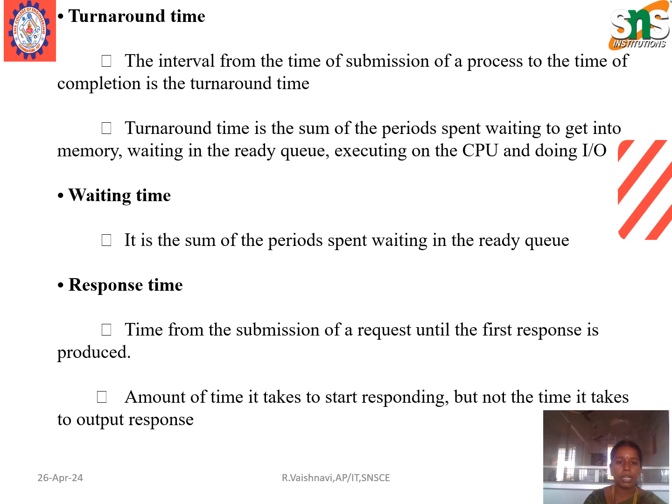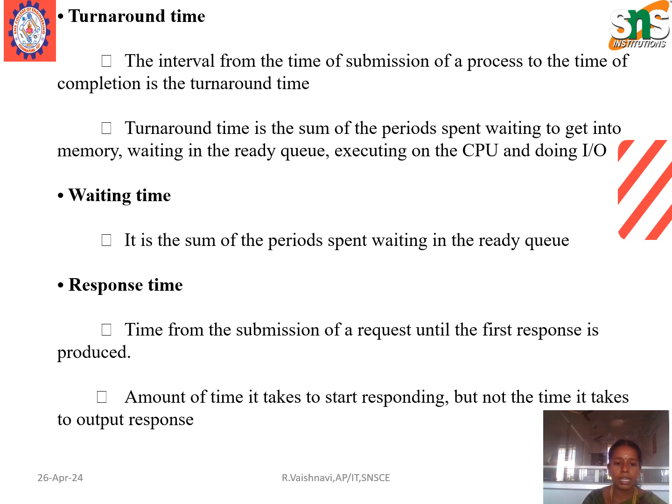Third scheduling criteria is turnaround time. The time interval from the time of submission of a process to the time of completion is the turnaround time. Turnaround time is the sum of periods spent waiting to get into memory, waiting in the ready queue, execution on the CPU and doing input output.